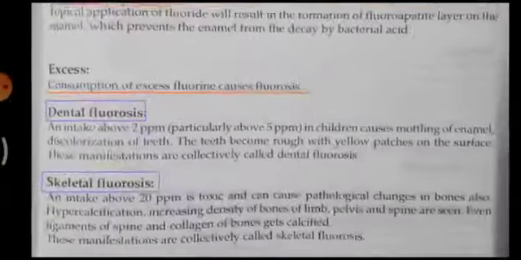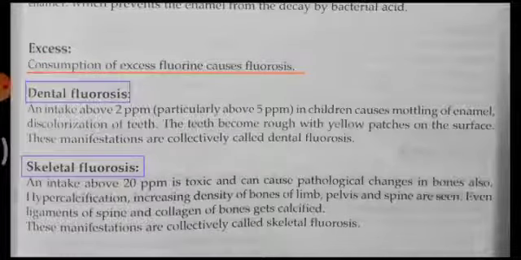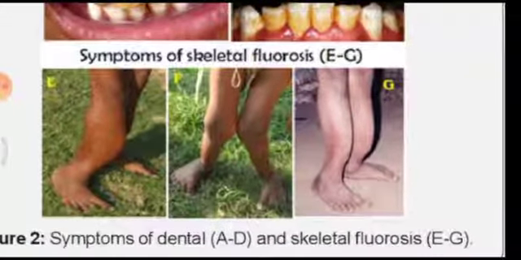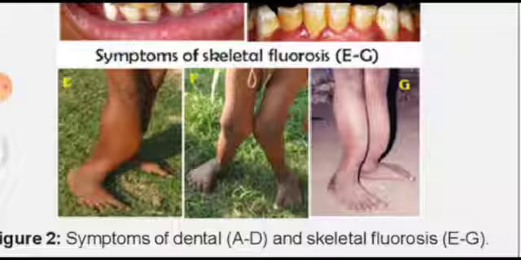Skeletal fluorosis affects the bone. An intake of about 20 parts per million is toxic and causes pathological changes in bone also. Hypercalcification of bones takes place, and increased density of bones of the limb, pelvis and spine is seen. Even ligaments of the spine and collagen of bones get calcified. So excess fluorine is going to affect the skeleton with these symptoms. These manifestations are also called skeletal fluorosis. In this picture, you can see skeletal fluorosis, where hypercalcification can be seen in the bone, leading to deformity of the bone.